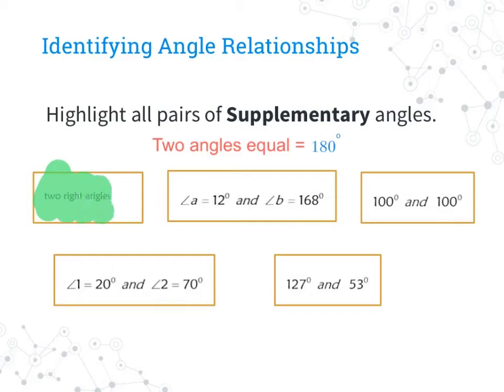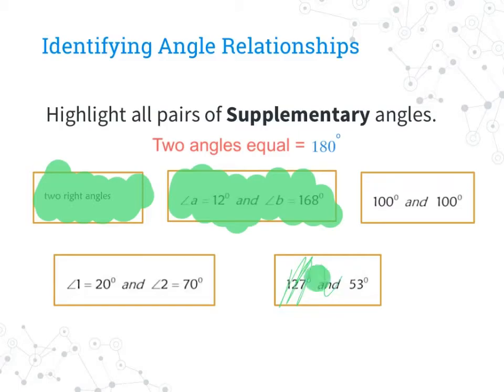So those are supplementary. 12 plus 168 would give me 180, so those are supplementary. 100 plus 100 gives me 200, so that is not supplementary. 20 plus 70 gives me 90, so that is not supplementary. That would be complementary. They add up to 90, but that's not what I'm looking for. And if I get 127 and 53, they add up to 180, so they are supplementary. So I'll highlight them as well. So now I know which ones are supplementary. Let's take a look at the next one.